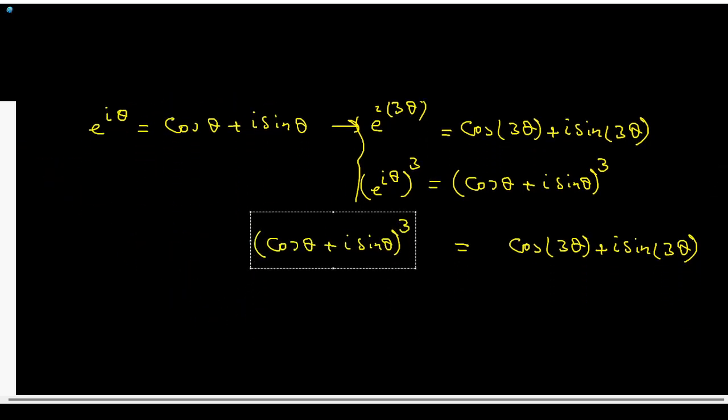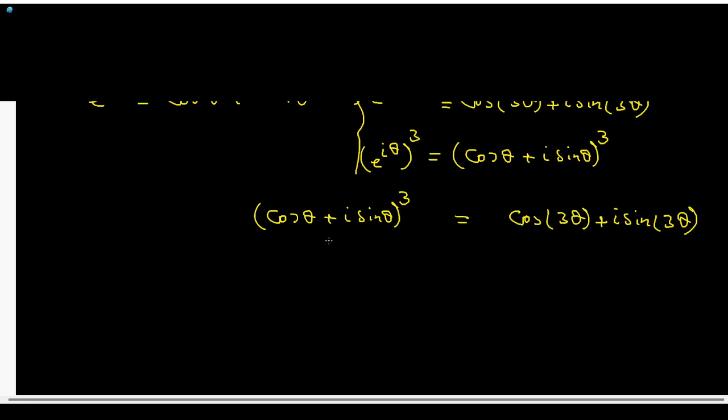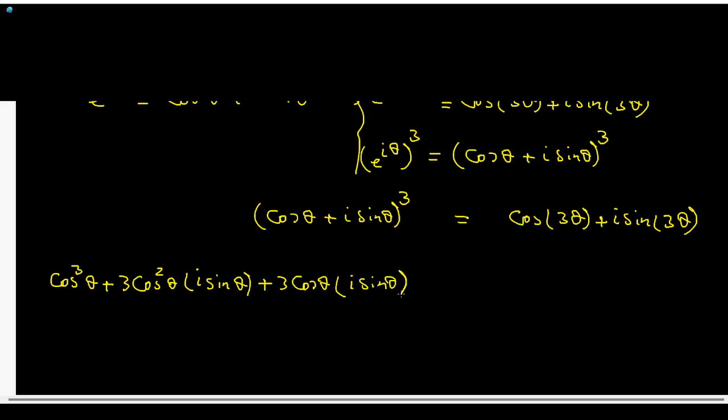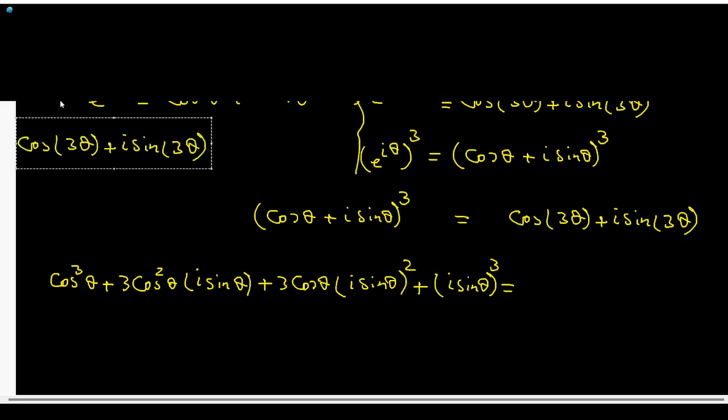If we apply the binomial expansion formula to the right side, we get cos cubed of theta plus 3 times cos squared theta times i sine theta plus 3 cos theta times i sine theta, the quantity squared. And then the last term is i sine theta, the quantity cubed. And that's equal to cosine of 3 theta plus i times sine of 3 theta.